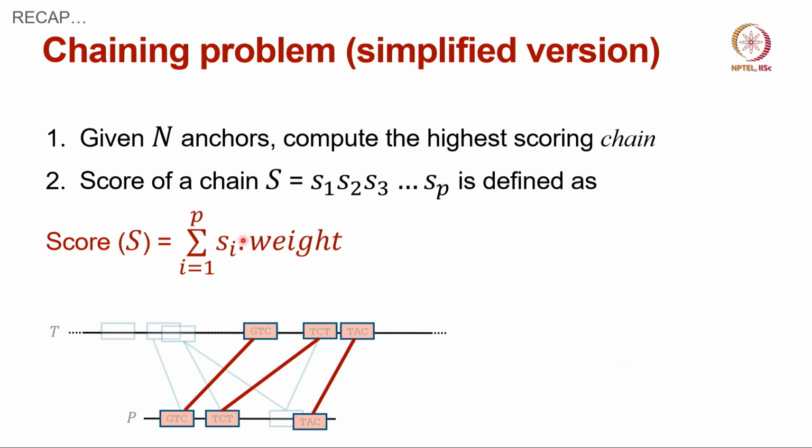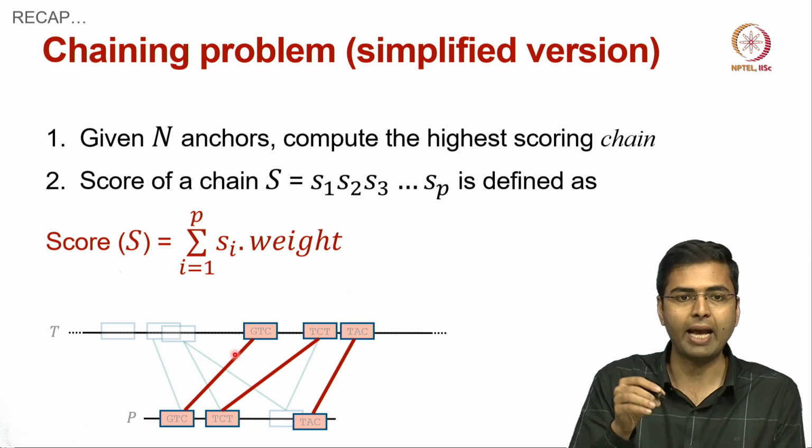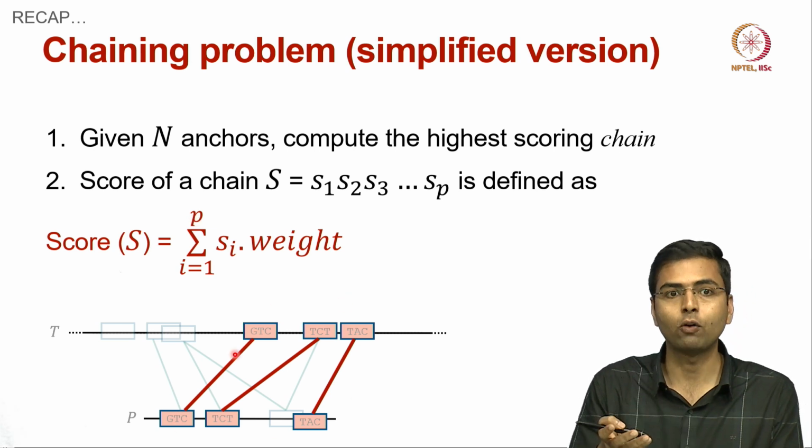However, in the simplified case we were not considering gaps. The definition of the problem was simply to identify the highest scoring chain, where the score of a chain is given by the sum of weights in that chain. So if you are considering a chain, then the sum of weights of the anchors is basically the score of the chain.